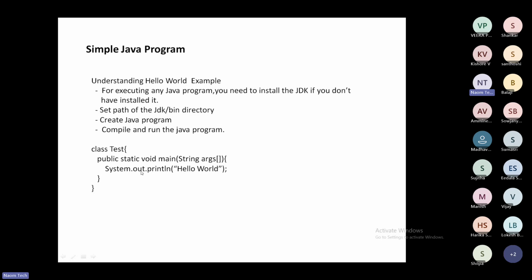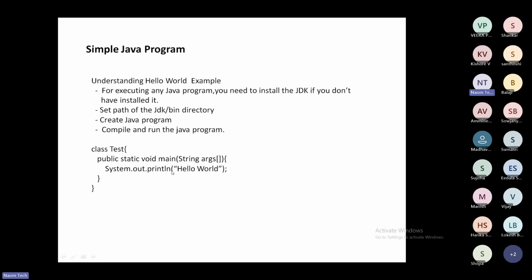Then out is again an intermediate variable, which is used to access this println. So System is a class, and out is another variable inside the System class, and using that out we call println. So as a whole, this print statement is used to print statements in Java programs. If you want to do any printing, this is needed. And remember, it is System.out.println.